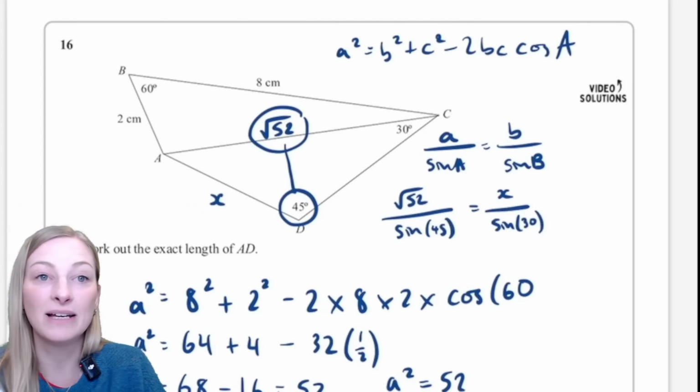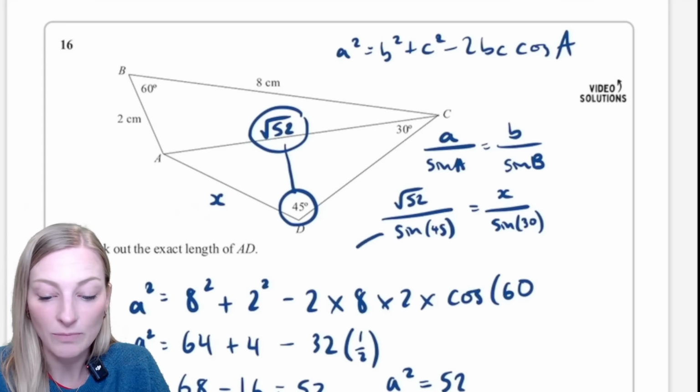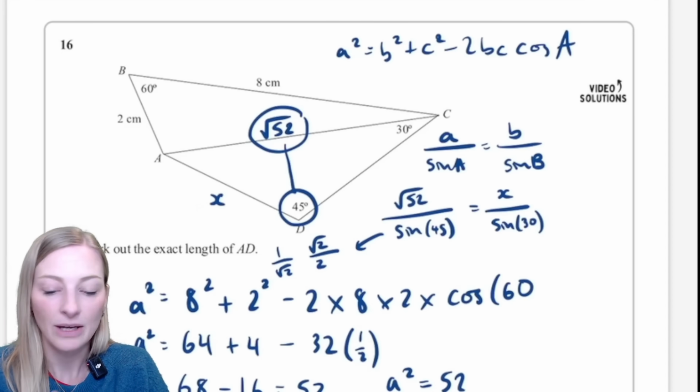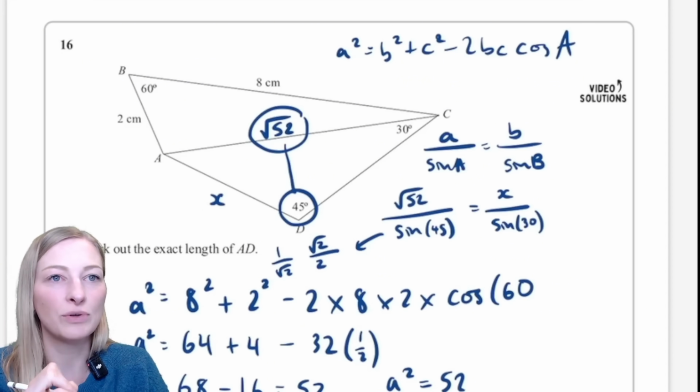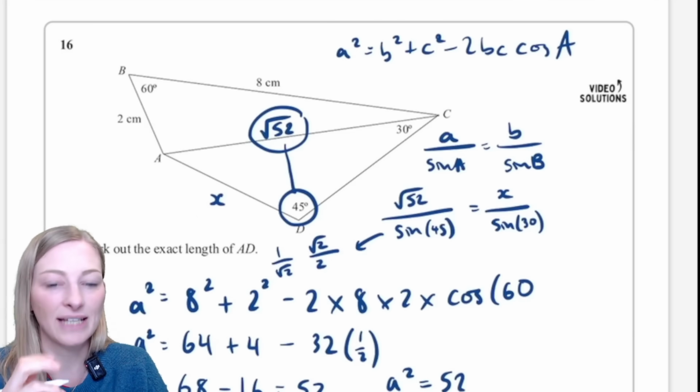And again, we've got some exact values at play here. So sine 45, you might know it as root 2 over 2. You might know it as 1 over root 2. Either way, let's use root 2 over 2. If you know it as 1 over root 2, then you're just rationalising it to get it as root 2 over 2. They're the same thing.